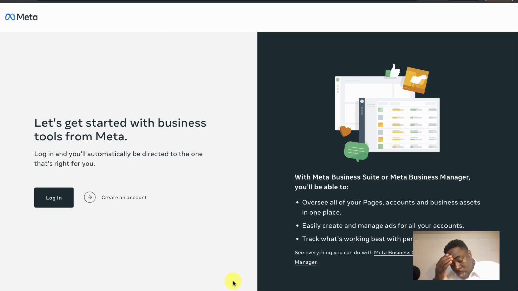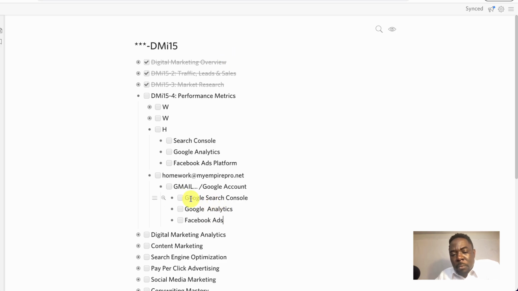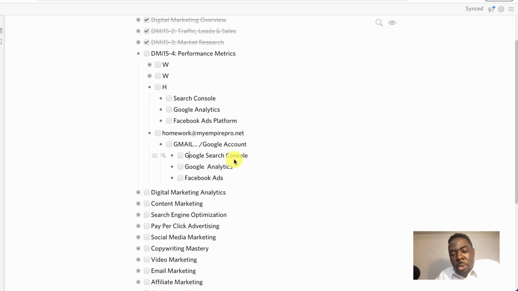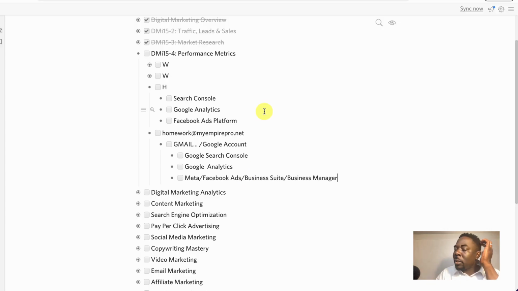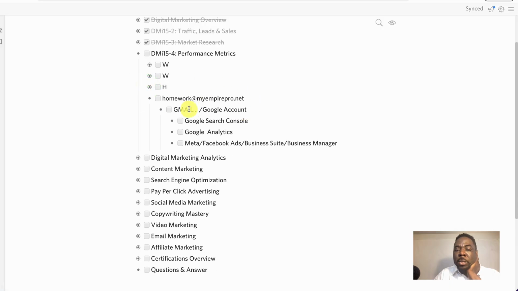But first things first, create an account or log into your Facebook here, and let's get you familiar with some of the systems. So right there you have Google Search Console, Google Analytics, and Google and Facebook ads. I'm going to put here Meta because I want you to get familiar. Eventually, I think they're going to replace their name with Meta. So they have what they call the business suites. They have the business manager. Under the business manager is the ads manager and things like that. Is that making sense? That's your homework for today.